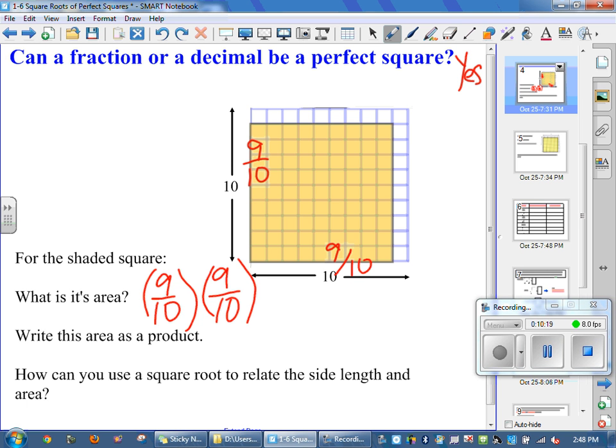Who knows how to do that? Well, what we do when we're multiplying fractions, we multiply top numbers and then we multiply bottom numbers. So that's going to give us 81 over 100. So there's 81 squares shaded there out of 100 total squares. Okay, that will be the area. So this is our area. Okay, let's move it up.